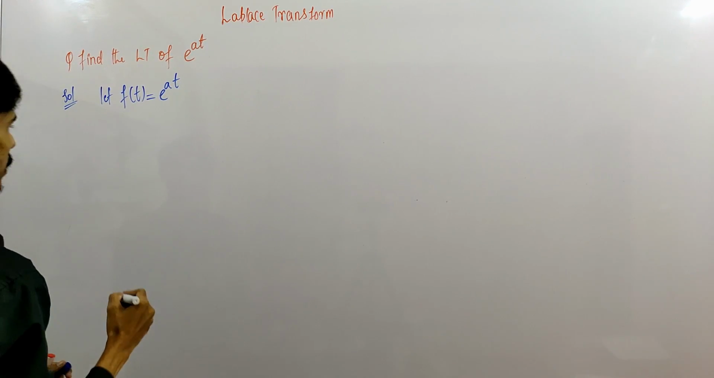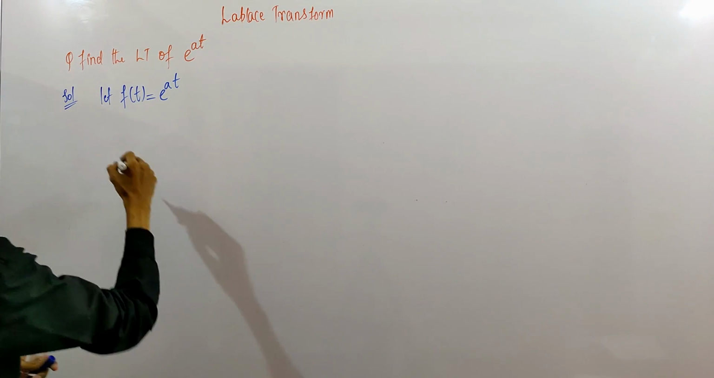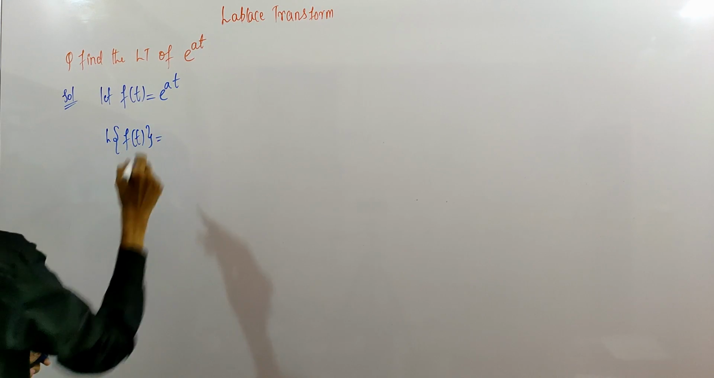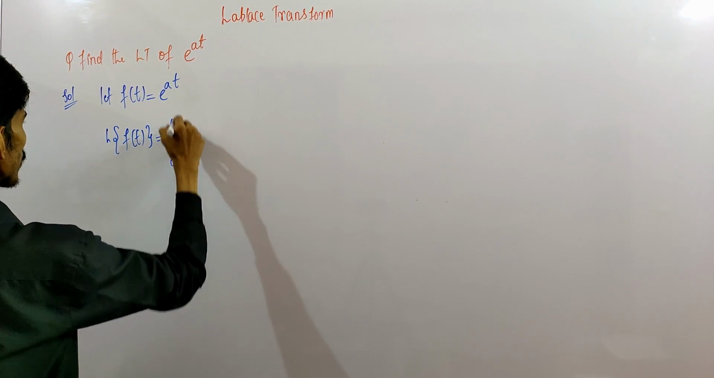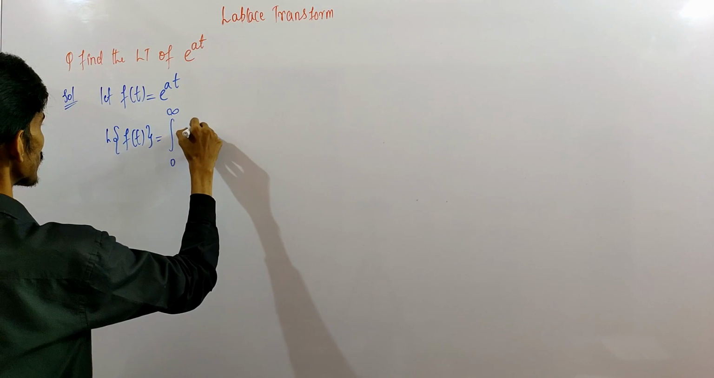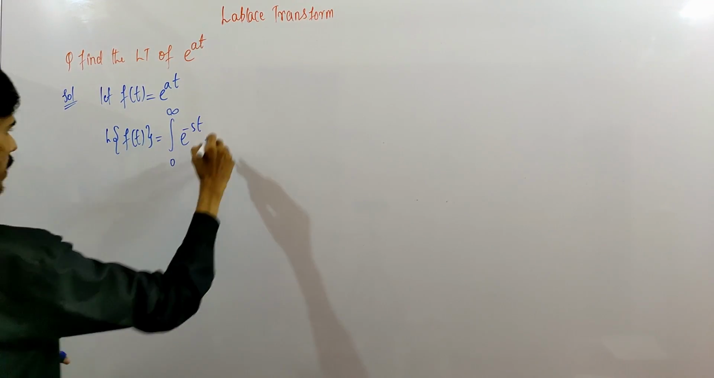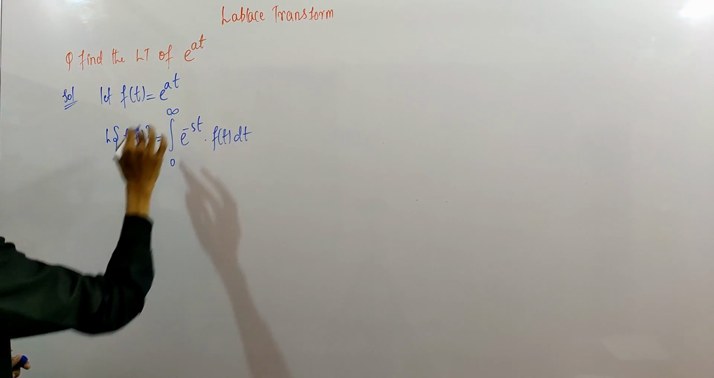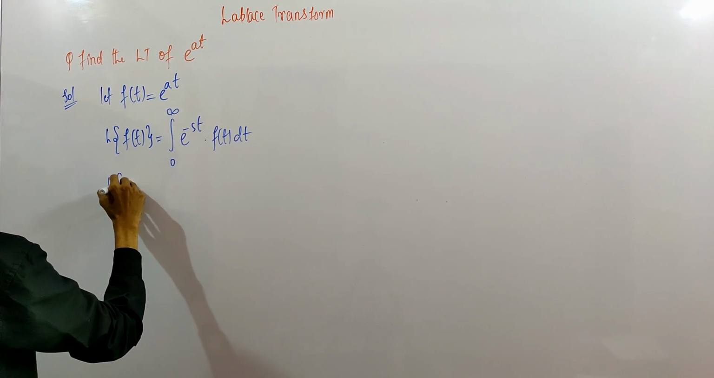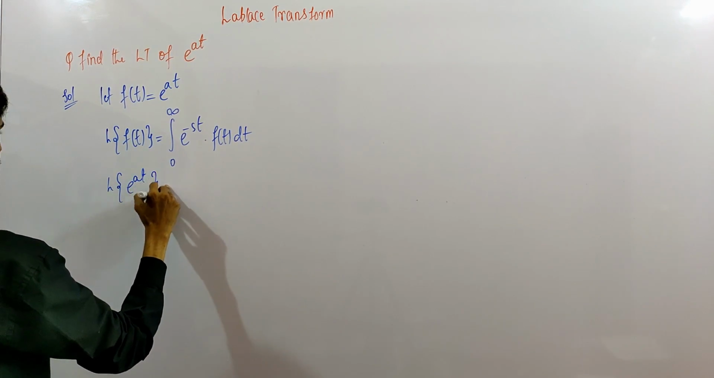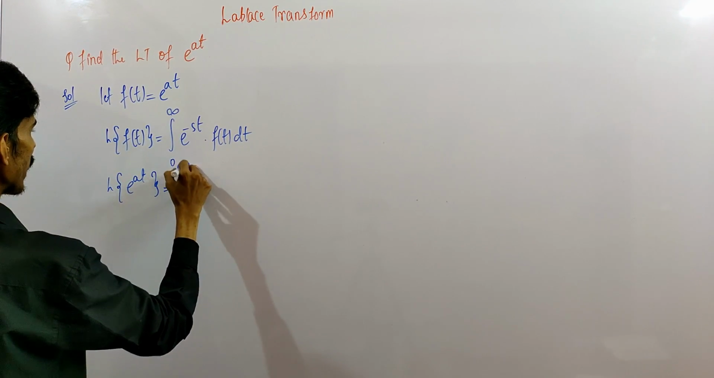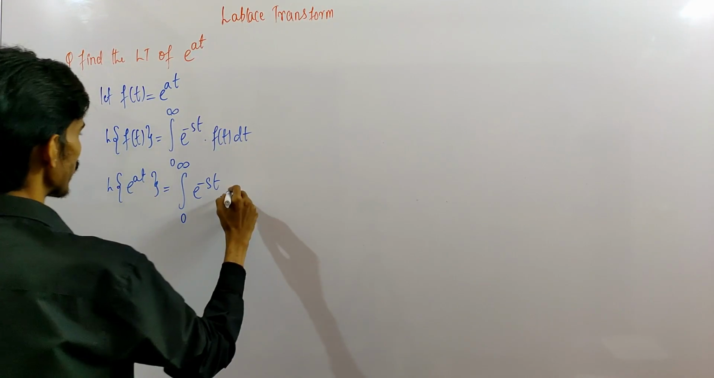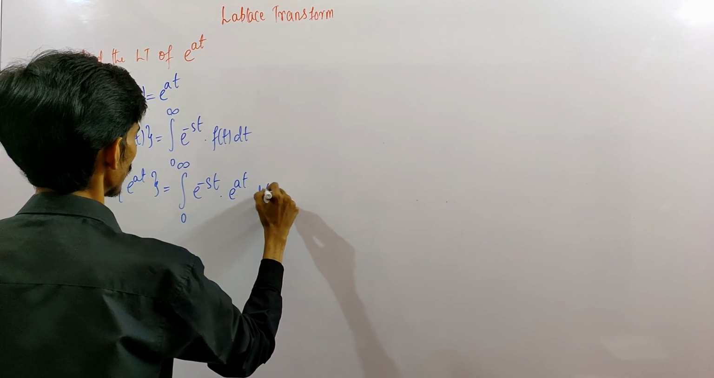From the definition of Laplace transform, we know that Laplace transform of f of t is equals to integration 0 to infinite e power of minus st into f of t dt. Now f of t value is e power of at. 0 to infinite e power of minus st. Here we have e power of at dt.